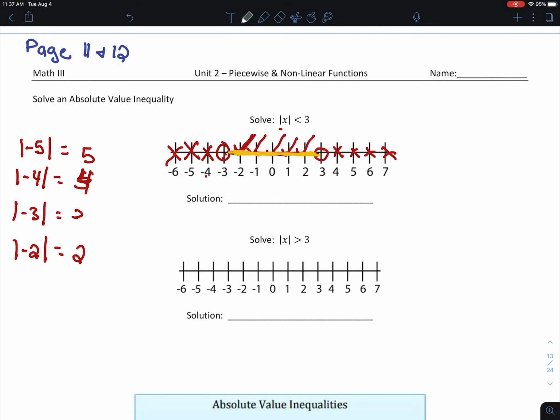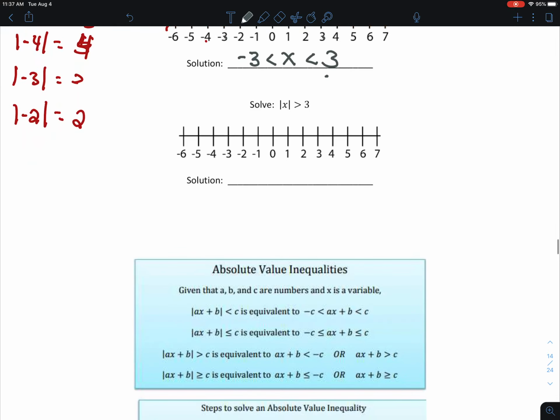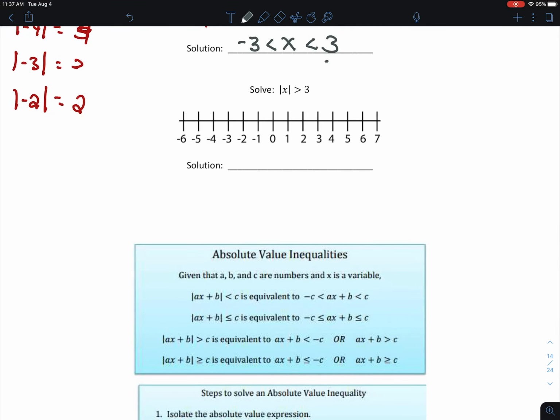So how do I write that as an answer? I could say that my answer is between -3 and 3. That is my solution. So all the values between -3 and 3 make this statement correct. So what we see, if it's less than, we form what we call a conjunction. I'm sorry, that's not a conjunction. What we see is that every number between -3 and 3 makes it true.